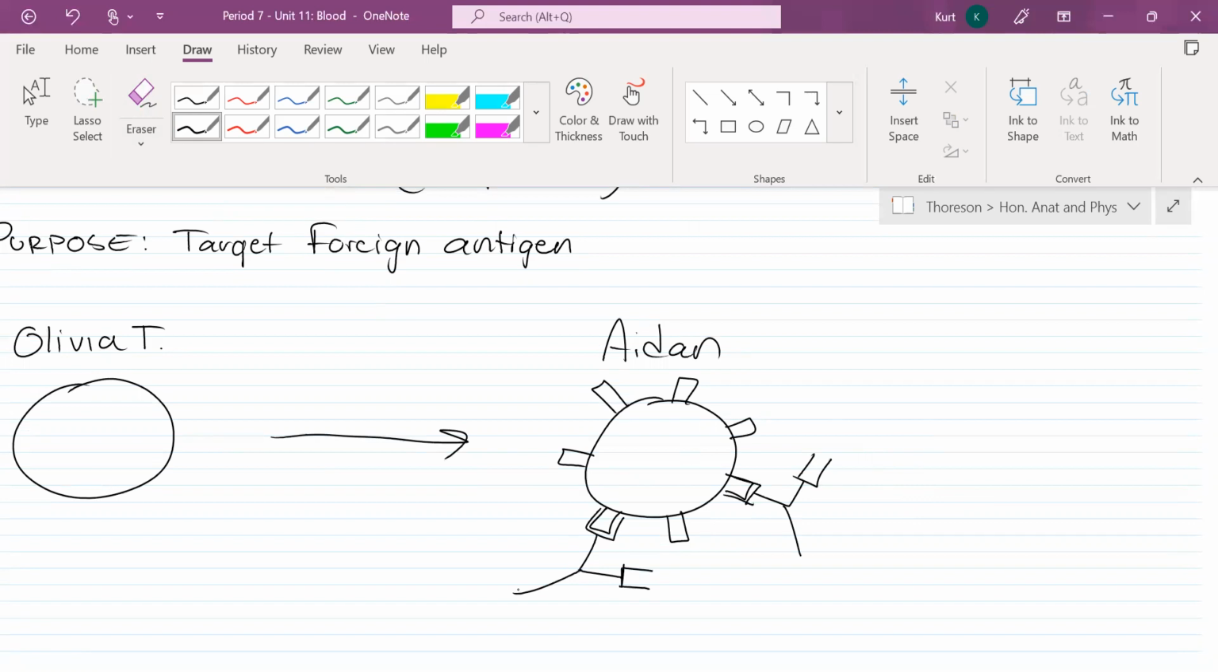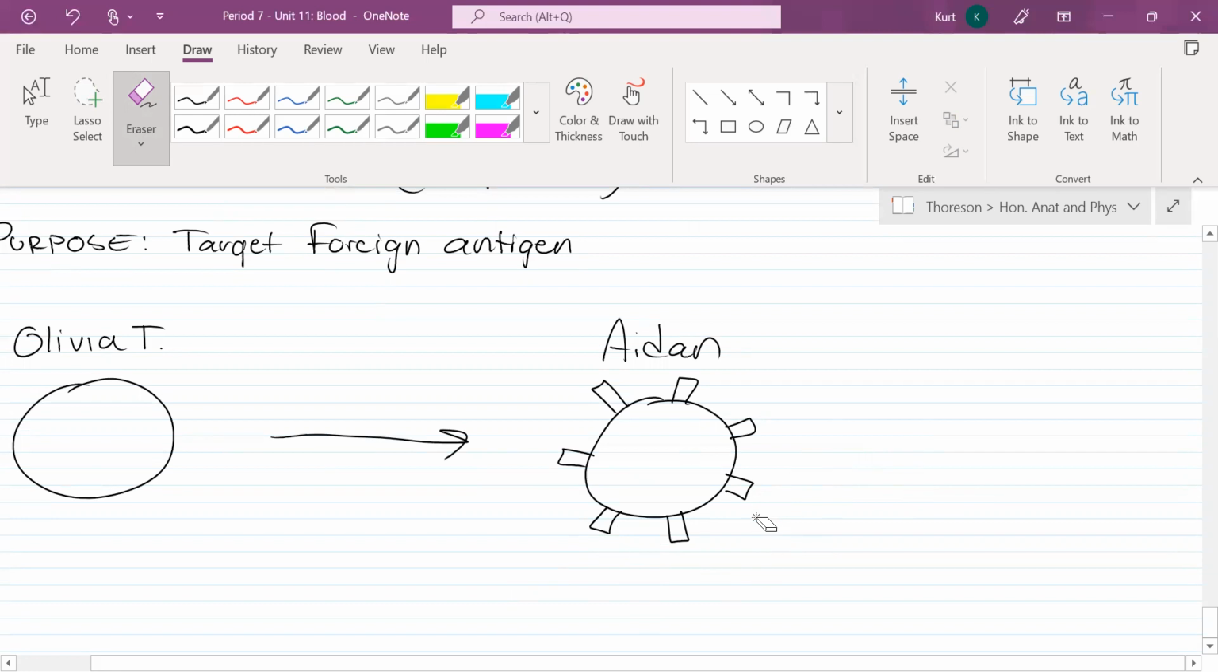So would Aiden have antibodies for his own antigens? He would not. That would be very, very bad. So if he has Rh factor, and that's the only antigen he has, what would he have antibodies for? He would have A and B antibodies.